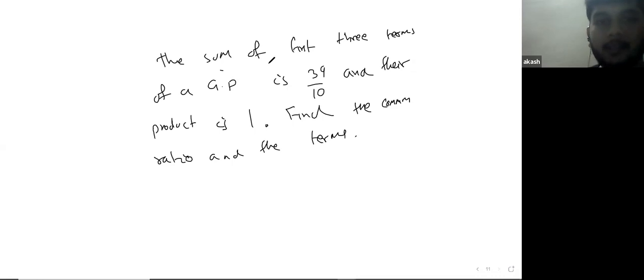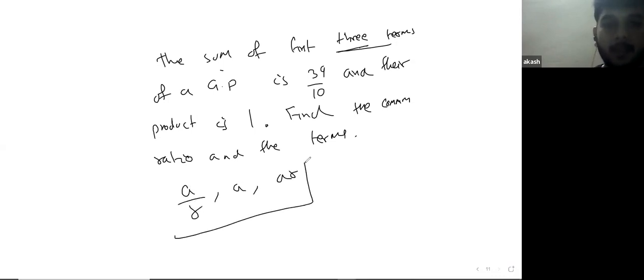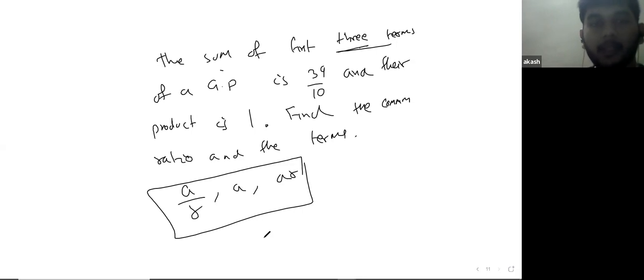Okay, they said the sum of first 3 terms of a GP, so you need to assume the numbers as A upon R, A and AR. Right? Write the equations down and see if you can solve this. Sum means A by R plus A plus AR, and product means multiply them and see if you can find the answer. All right, I'll give you a few minutes.